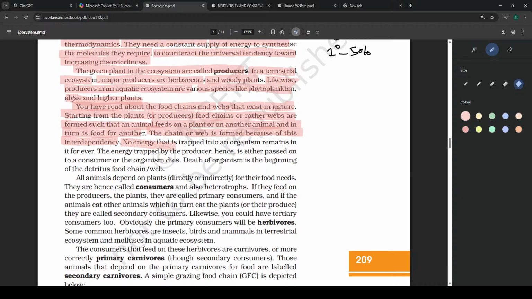No energy is trapped. This is an important statement. No energy that is trapped into an organism remains in it forever. This can be framed as a statement type question.